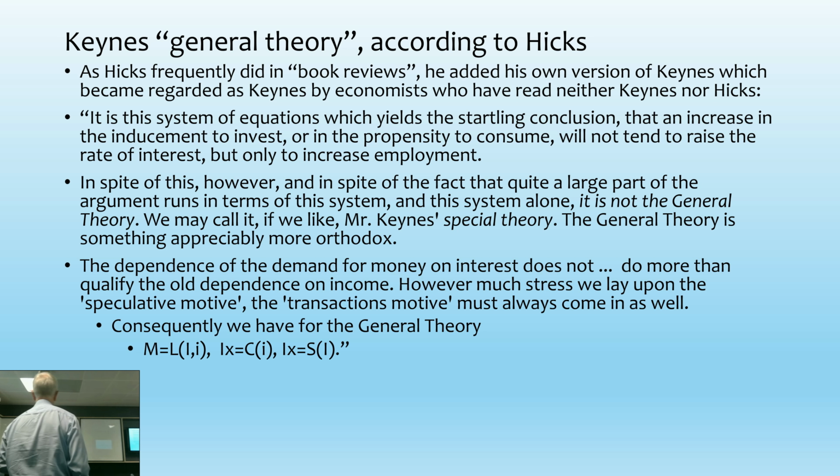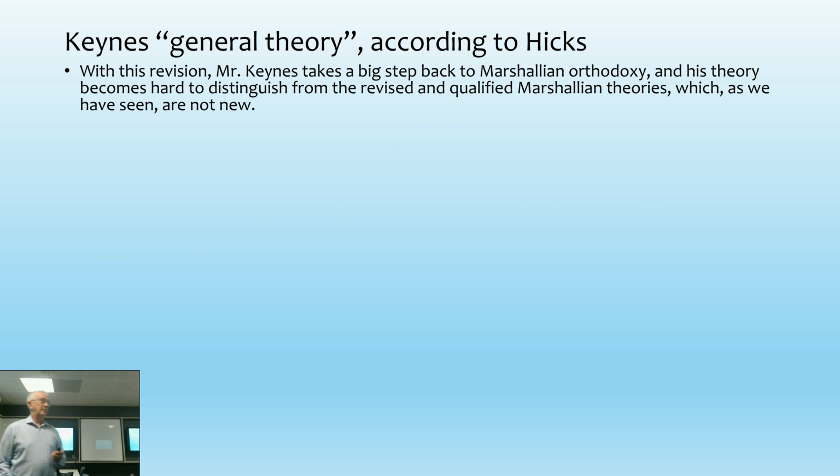So what he's saying is money demand is a function of both income and the interest rates. He uses capital I for income and lowercase i for the interest rate. He then says investment demand is a function of the interest rate and supply of savings is a function of income. Those are the three equations. That became the foundation of ISLM analysis.